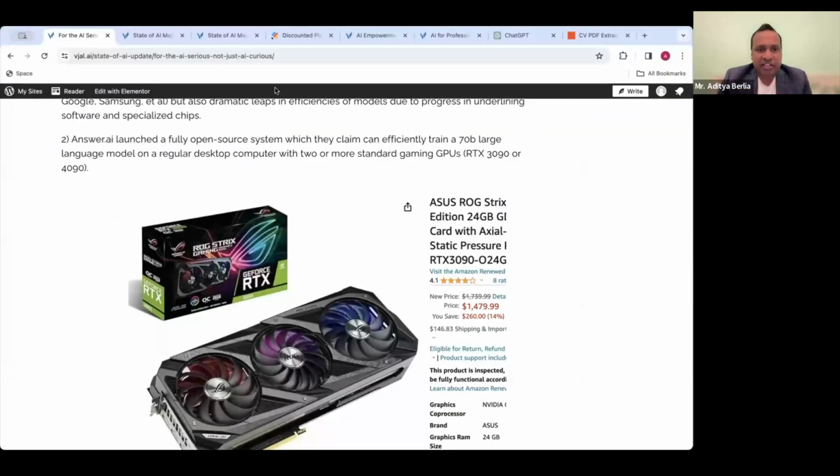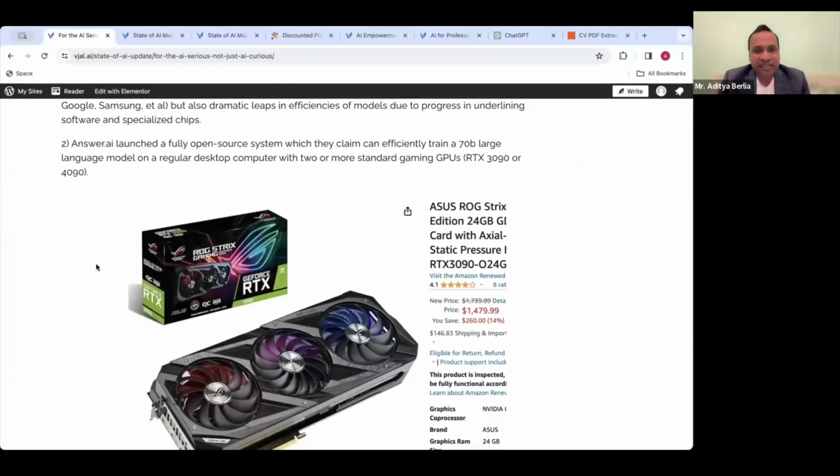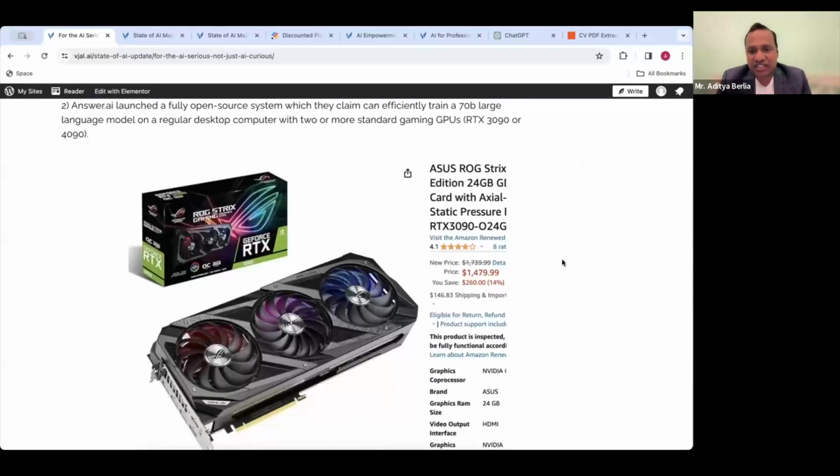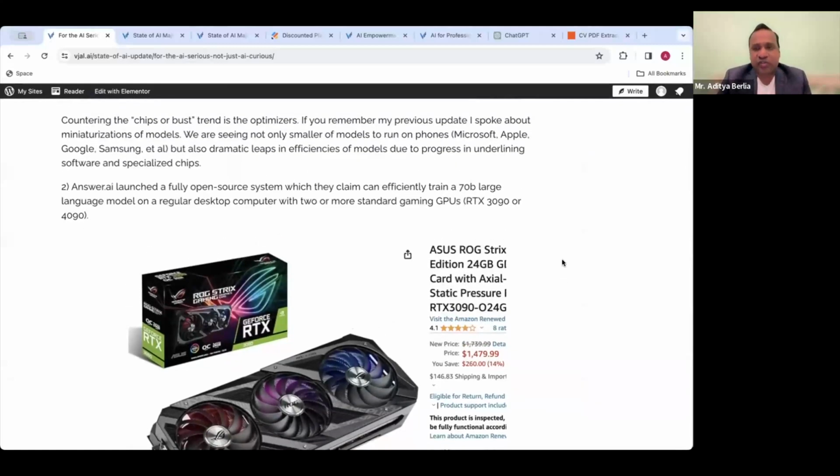My apologies for the screen share. So sorry, Answer AI. And you can see $1,479 for one of these RTXs. So two of those compared to the Blackwell at 40, which you need 2,000 of. So, it does seem a bit off, but I think we'll find out in the next 2 to 3 weeks if people actually start using the new open source system to try to train these models.